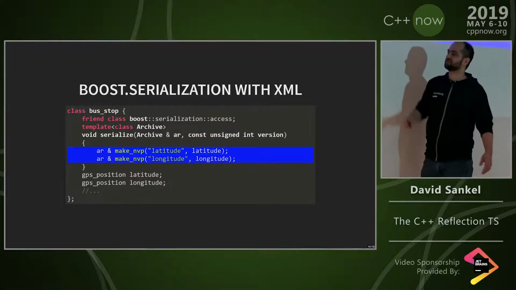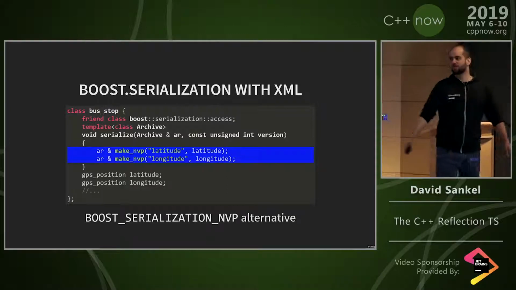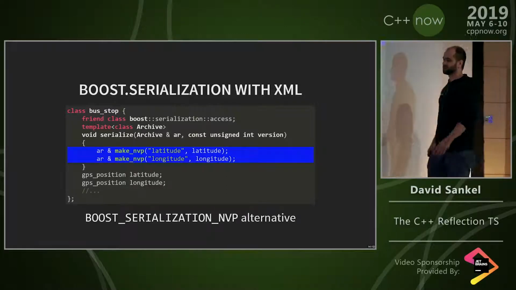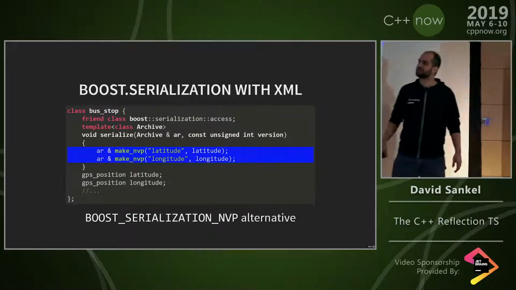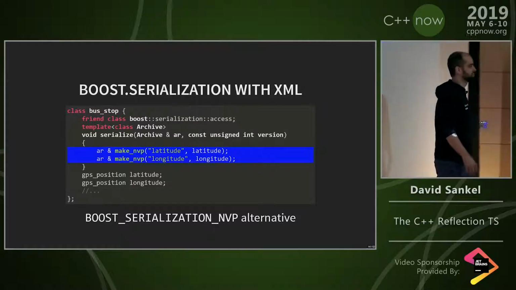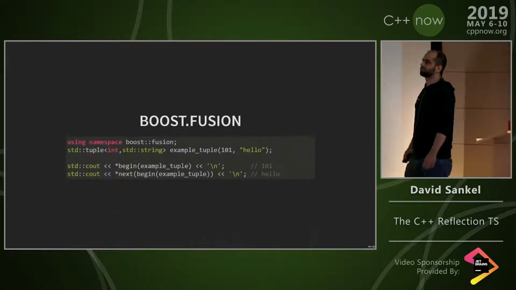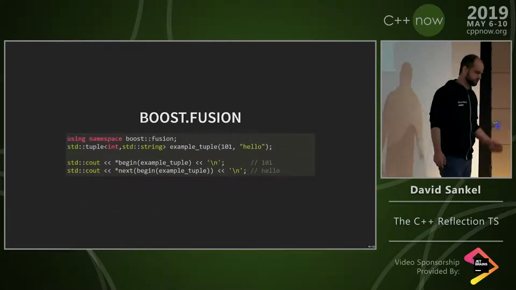Latitude, latitude. What can we do to improve this repetition? Macro. So you can use Boost serialization NVP instead of make NVP and just pass in latitude or longitude, and then it works okay. All right. Still seems like we can do better.